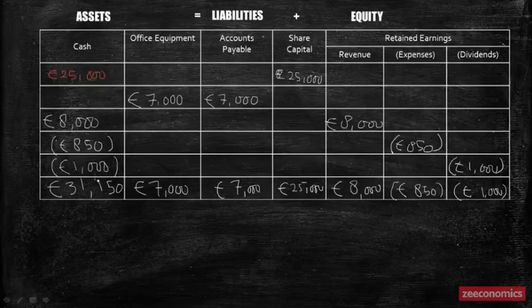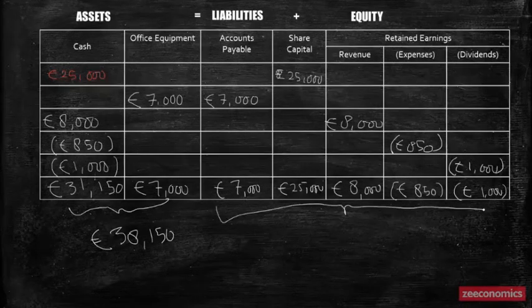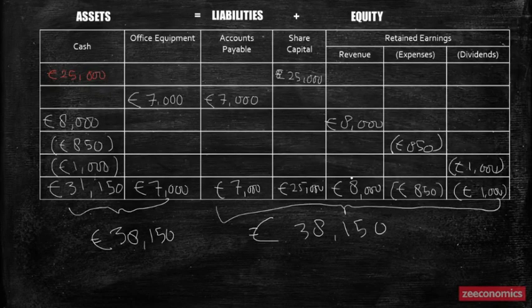Now, for the total assets, the total cash plus equipment will result in 38,150 euros, while the total of liabilities plus equity will also result in the same 38,150 euro. So there you have it. This is a simple case study about how the transactions affect the accounting equation itself.